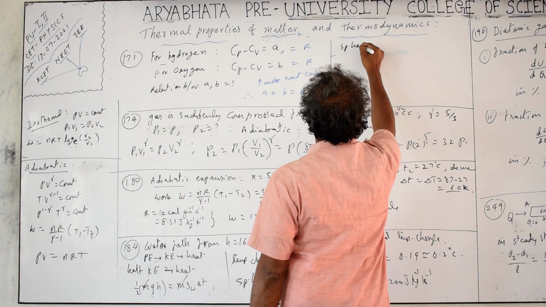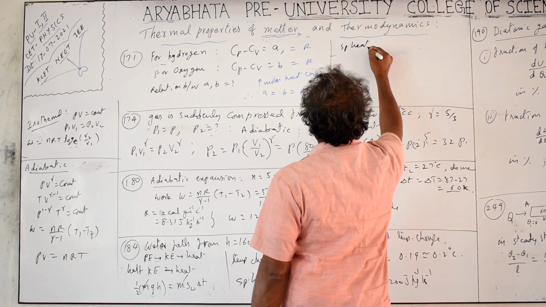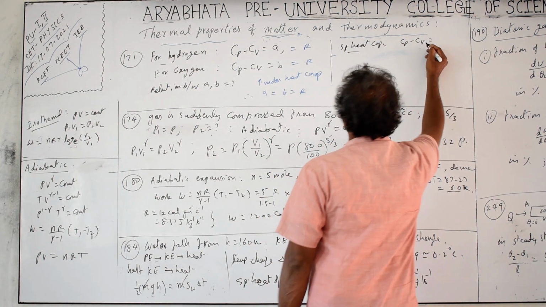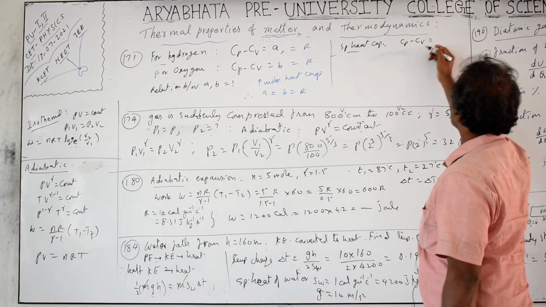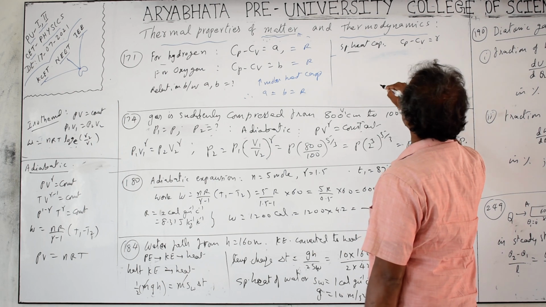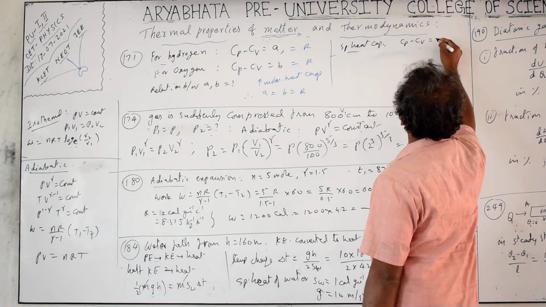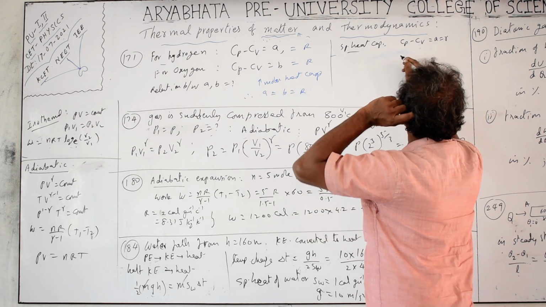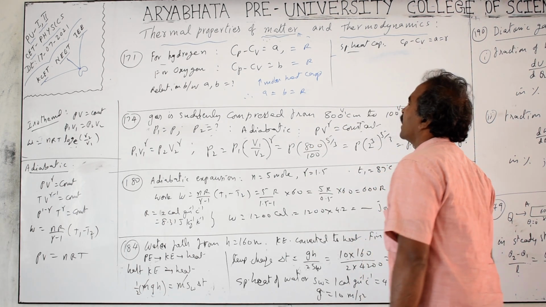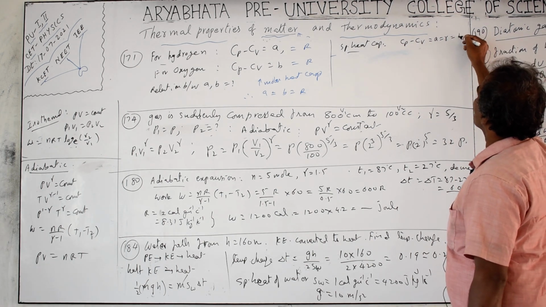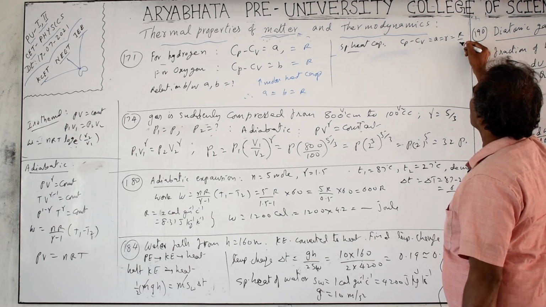If they give it as specific heats, it means Cp minus Cv is supposed to be equal to small r. The relation given is A equal to r. This is for the A. And small r is equal to capital R by molar mass.